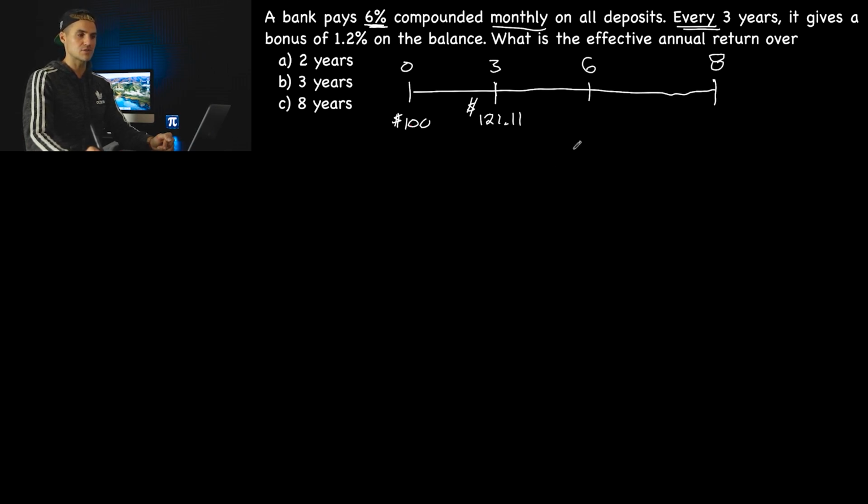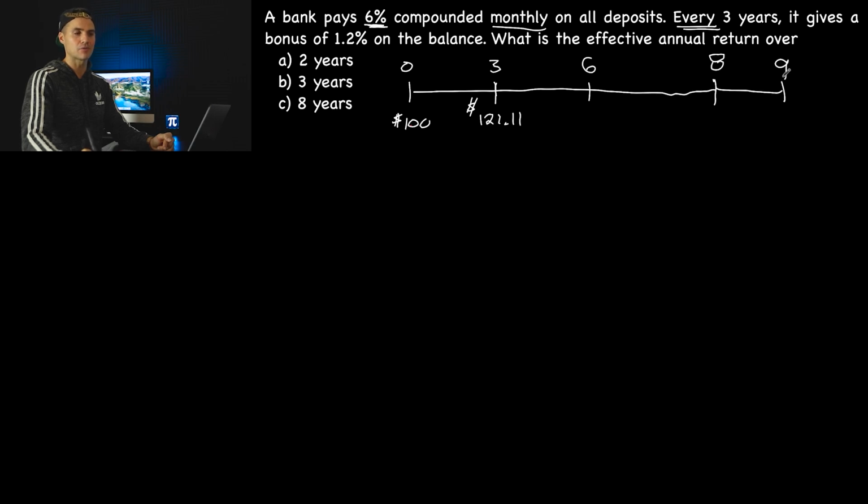So what we're going to have to do is find how much this $121.11 grew to up until time 6 at the 6% compounded monthly. And then on that balance, we are going to give a bonus of 1.2%. So that balance is going to grow at time 6 by 1.2%. And then we're going to take that balance and future value it by 2 years from time 6 to time 8.